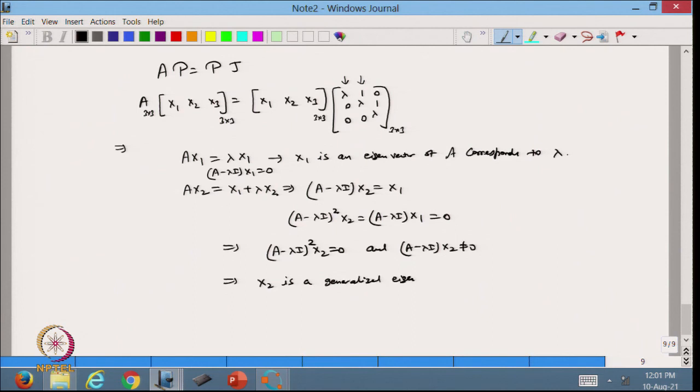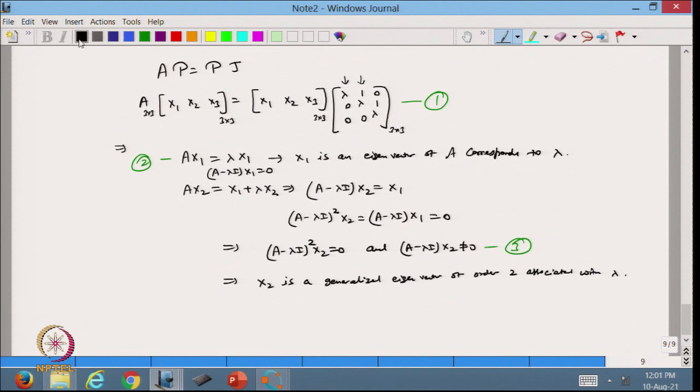generalized eigenvector of order 2 associated with lambda. So, this is what we are able to write. I can write this one as maybe 1, 2, and then from here I can write that is 3.